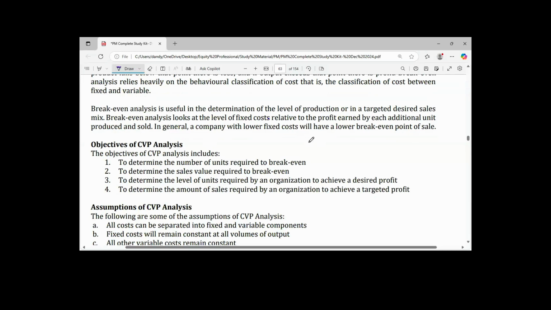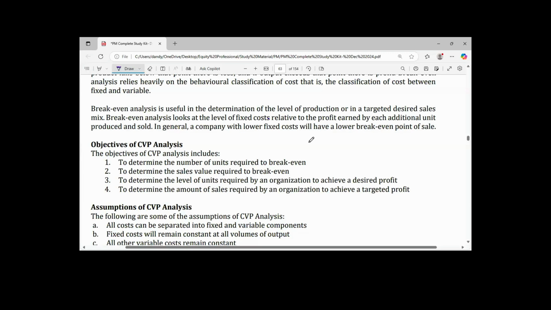That is for the first objective, to determine the number of units required to break even. Then the second objective is to ascertain the sales value required to break even. You don't want to make profit, and you also don't want to incur loss. Therefore, how much sales are you going to make in the market for you to be able to break even? That's another objective of a CVP.